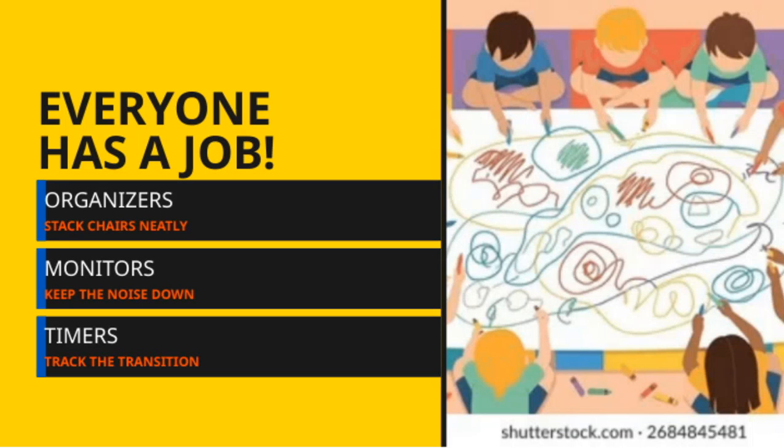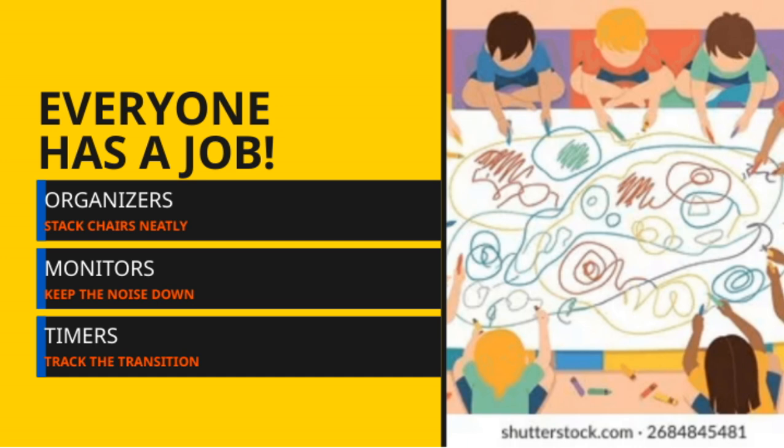All right, let's talk about how we can effectively manage our space and environment during an event. First, tracking the transition timers is crucial. This helps everyone stay on schedule and ensures the event runs smoothly without unnecessary delays. Next, keeping the noise down is important so that we don't disrupt other sessions or activities.